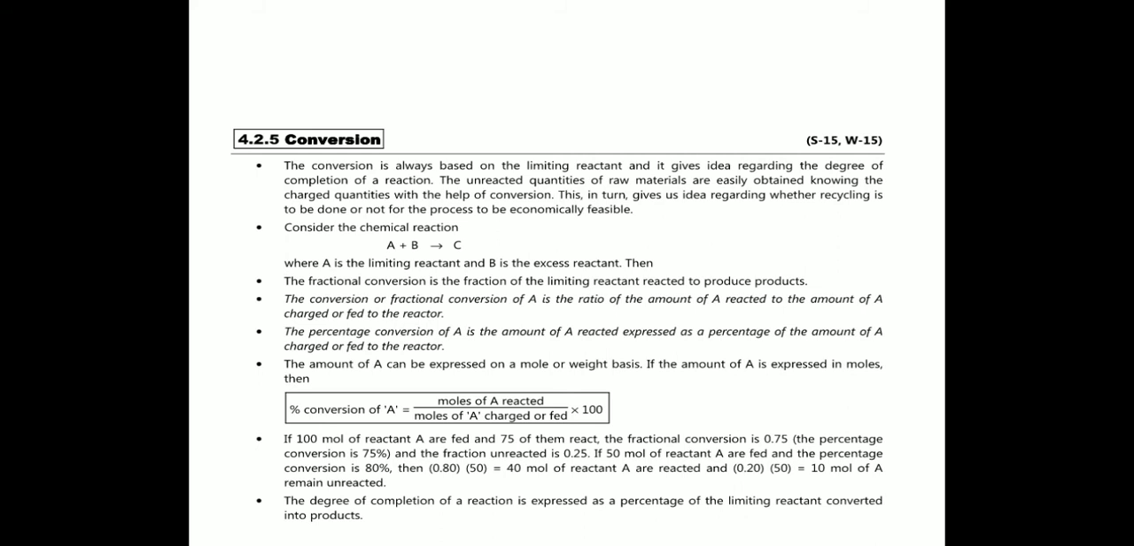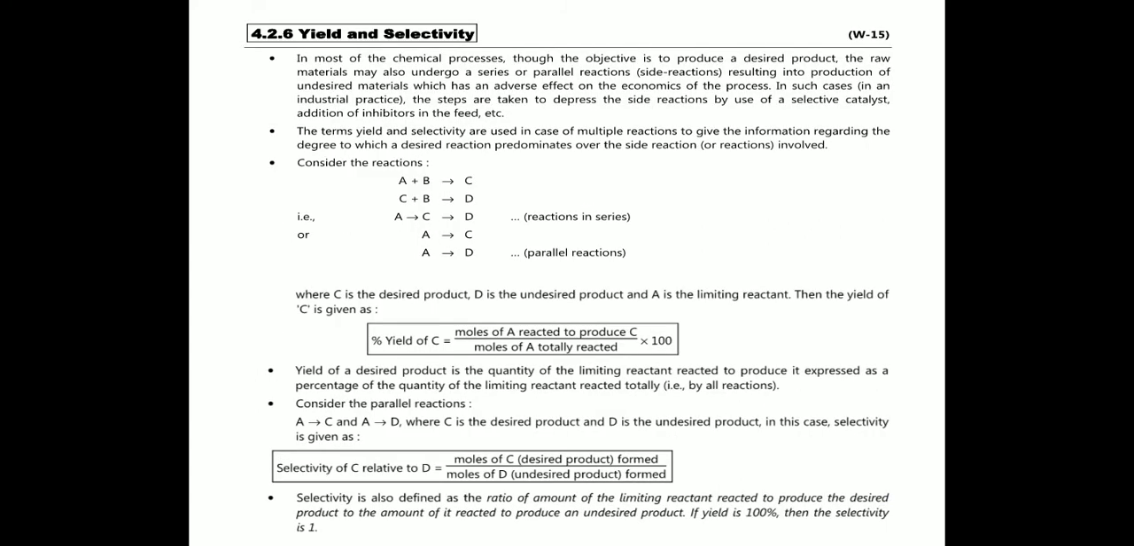Now see, if 100 moles of reactant A are fed and 75 of them react, the fractional conversion is 0.75 or percentage conversion is 75%, and the fraction unreacted is 0.25. If 50 moles of reactant A are fed to the reactor and the percentage conversion is 80%, then 0.80 into 50 is equal to 40 moles of reactant A reacted, and 0.20 into 50, 10 moles of A is unchanged. The degree of completion of the reaction is expressed as the percentage of limiting reactant converted into the product.